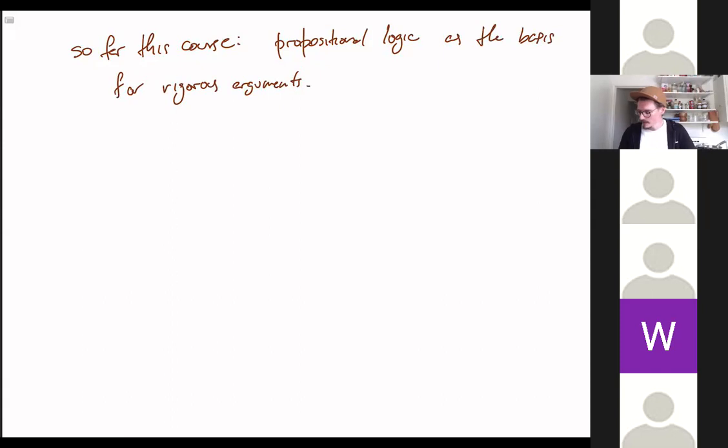So today, we're going to change topics and start introducing sets and functions, which are the basic mathematical objects that we will be working with, or that all mathematics essentially is written in terms of. So, introducing sets and functions.